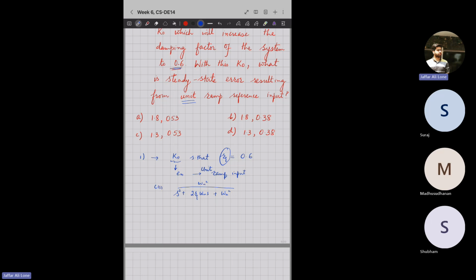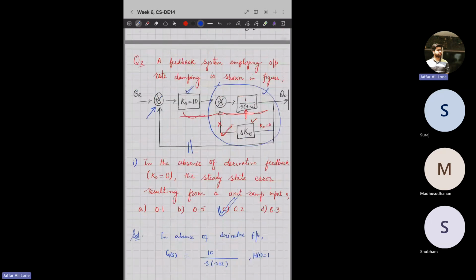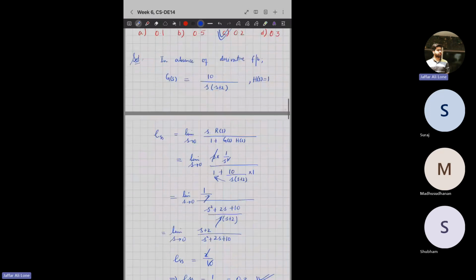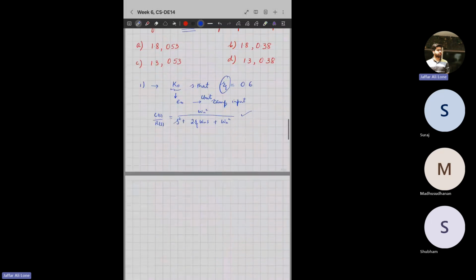So C(s) by R(s), the standard transfer function, will be given like this for a second order system. So we will also find this from the block diagram. Try to remember what I'm saying. From this block diagram, we will try to find the second order transfer function, and then we will compare these two transfer functions. We'll get some values, and from those values, we should be able to find the value of K naught.